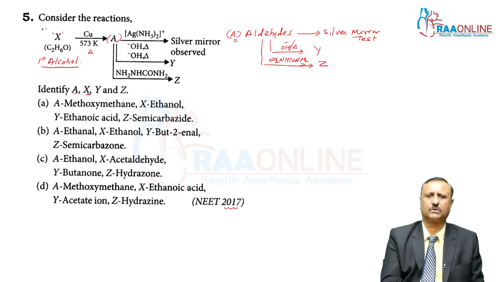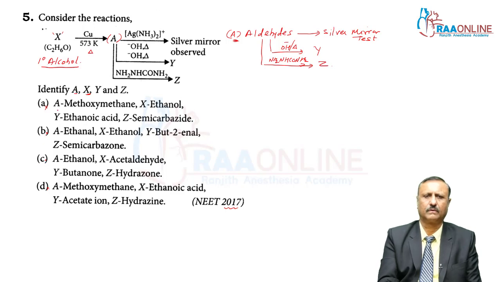In option A you can see methoxymethane. Methoxymethane means ether, so A is not the answer. Here in B the compound is ethanol, which would give acetaldehyde. X is the primary alcohol, and when this primary alcohol is heated with copper at 573 Kelvin, you get the aldehyde. And this must be an aldehyde because aldehyde gives the silver mirror test, and in alkaline solution it reacts with semicarbazide. Here in C you can see ethanol. Yes, it may be the answer. If you see option D, it is methoxymethane, so it is not the answer. So my dear students, you can find out X and easily go to the answer, that is 5th, C, C2H6O.